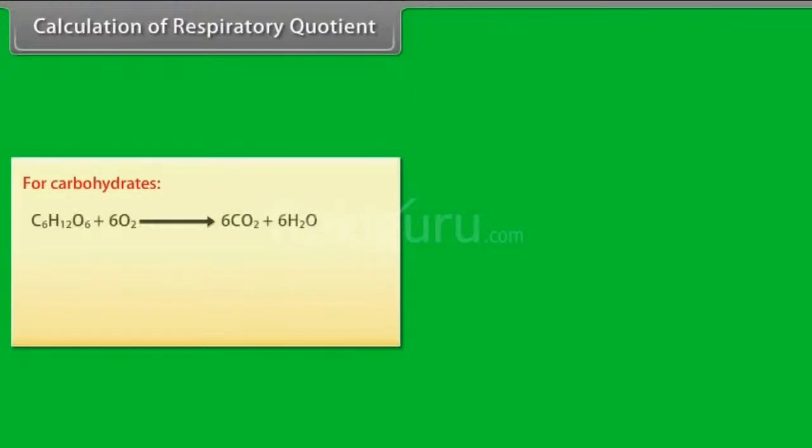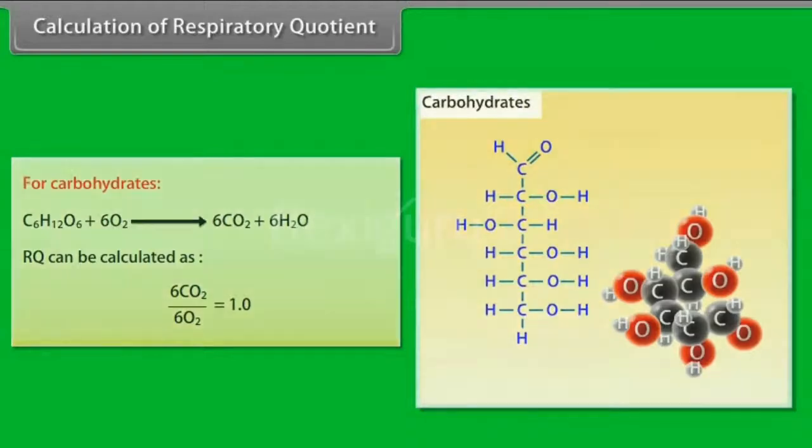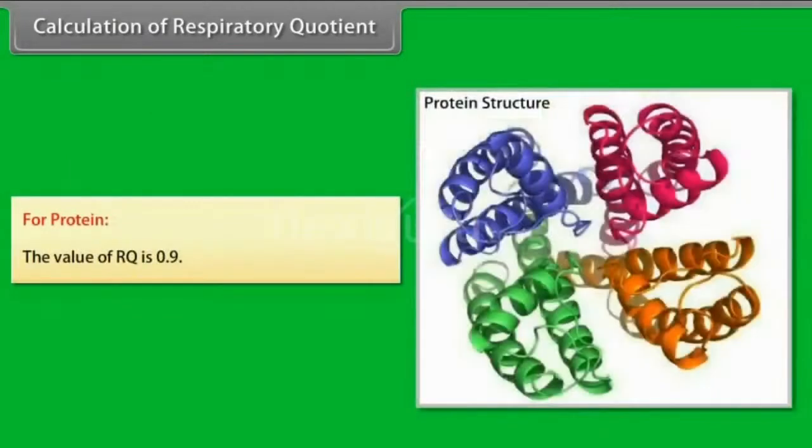For carbohydrates, C6H12O6 plus 6O2 gives 6CO2 plus 6H2O. Respiratory quotient can be calculated as 6CO2 by 6O2, which is equal to 1. For fats, 2C57H110O6 plus 163O2 gives 114CO2 plus 110H2O. Respiratory quotient is equal to 114CO2 by 163O2, which is equal to 0.7. For protein, the value of respiratory quotient is 0.9.